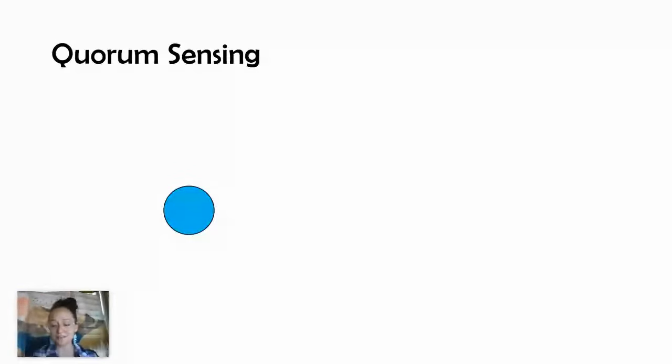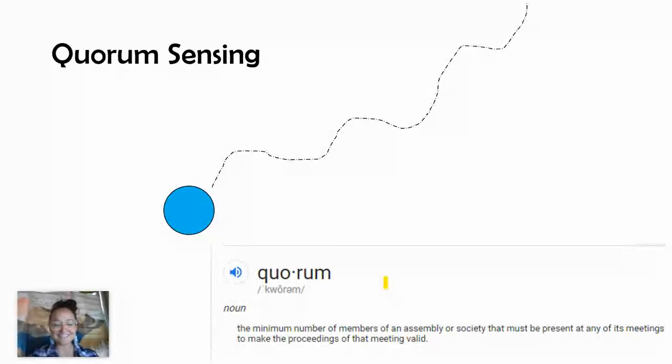They're not multicellular. So they use what's called quorum sensing. And a quorum, this is a definition from Google, is an assembly or society that must be present at any of its meetings, or a minimum number that must be present to make the meeting conclusions valid. You have to have a certain amount in order for something to say, oh yeah, it was a large enough amount to say yes or no or whatever. So in quorum sensing, if you have one bacterium send out a chemical signal, nothing's really going to happen.